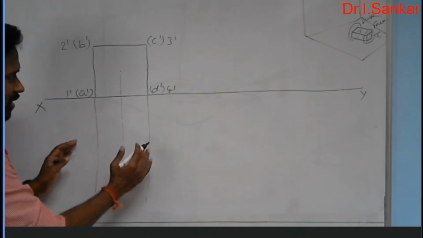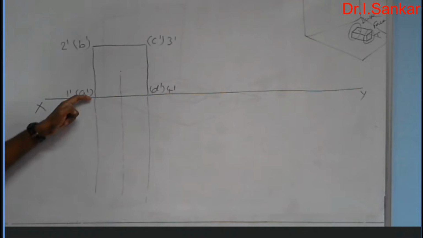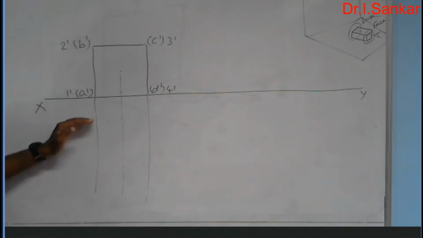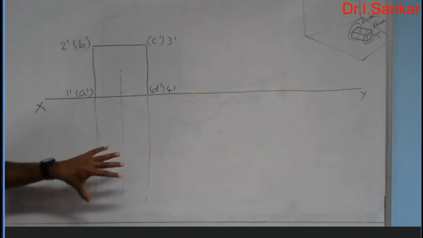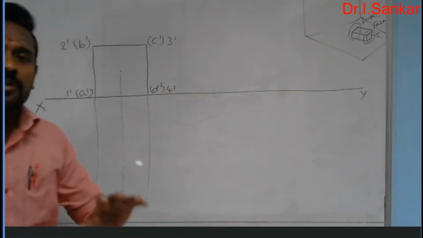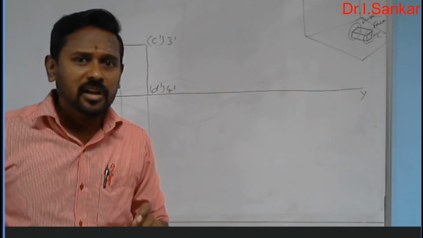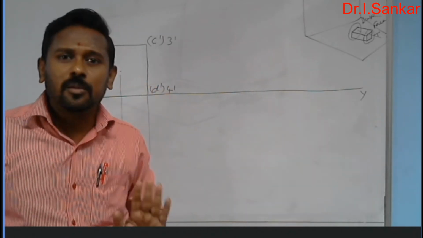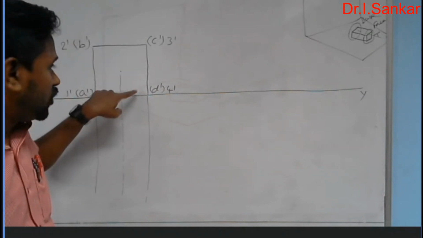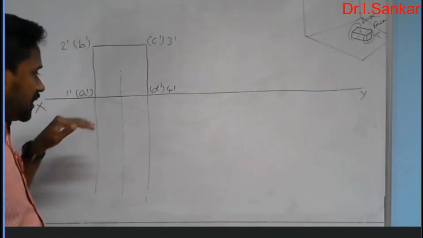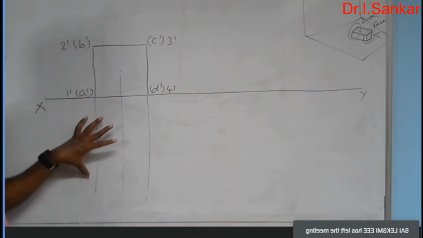And now here, you should not start the lateral view from the XY line itself. Maintain a small gap between the lateral view and the XY line in the top view area, because as per the problem statement, the solid is not touching the vertical plane. It is touching the horizontal plane only. That's why in the front view, we made the base view touch the XY line. But in the top view, you should not touch the XY line with the lateral view of the solid.